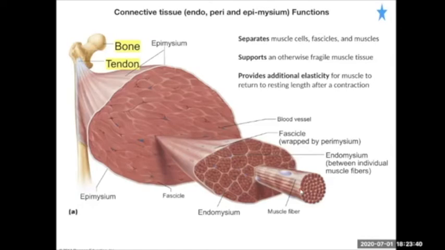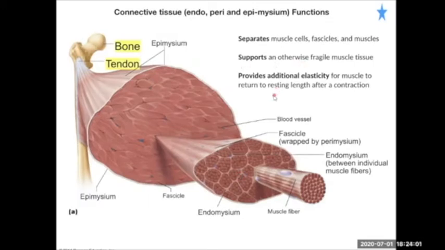And then when they're very active, the collagen in all this dense connective tissue is going to provide a little protection for them when they're contracting and stretching, right? So it supports an otherwise fragile muscle tissue.